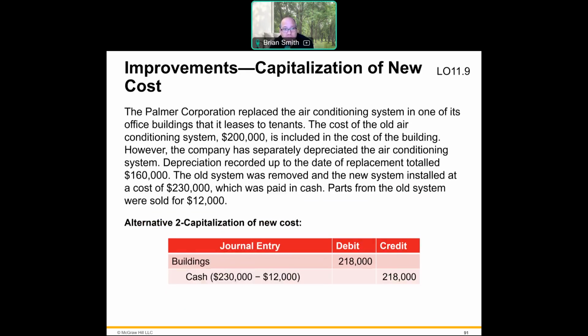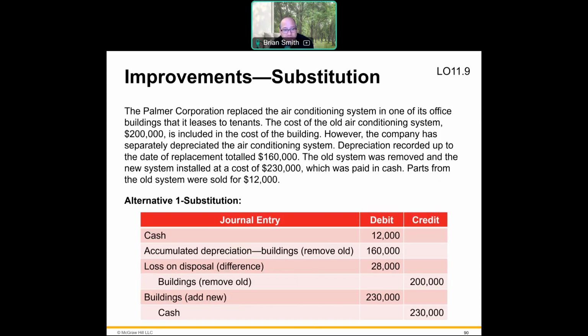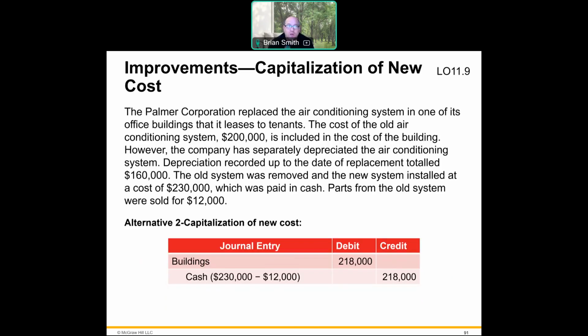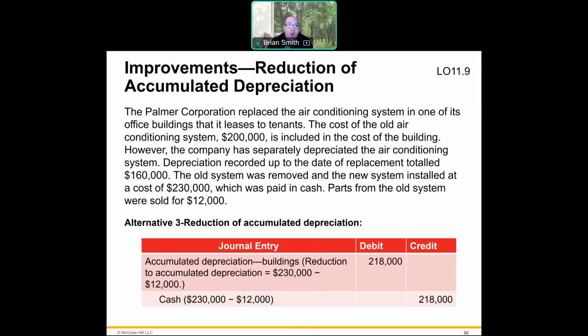Bottom line, this is going through the steps of what to do. Going back to substitution, this is what our journal entry is going to look like. We're removing the old one and putting on the new one. We're just swapping it out. Capitalization of the new costs means debiting buildings and crediting cash or notes payable, whatever the case is. And then there's the reduction of the accumulated depreciation.